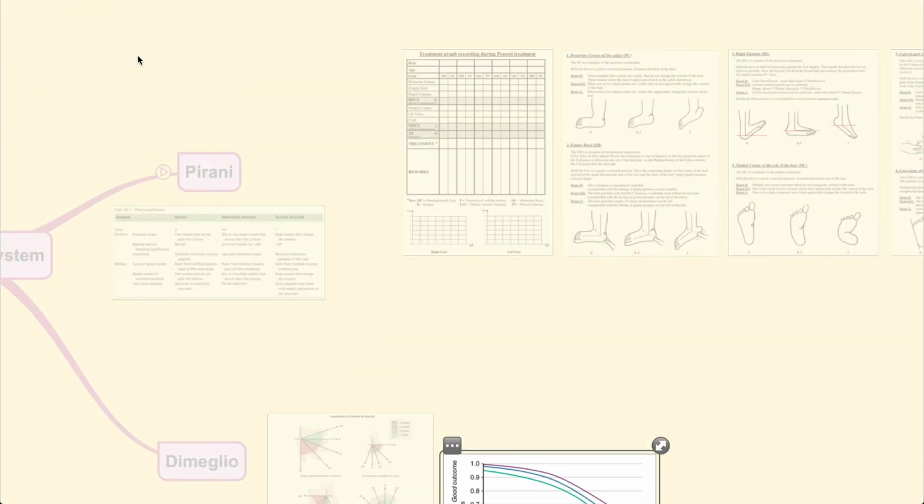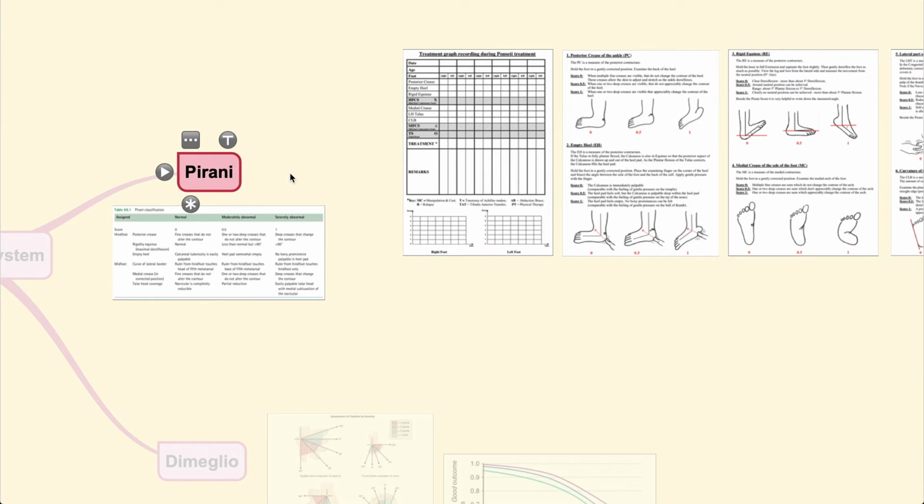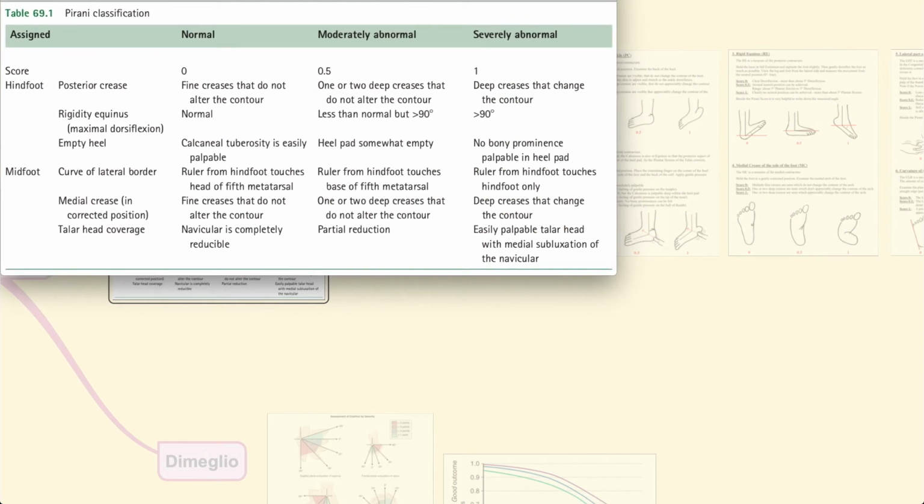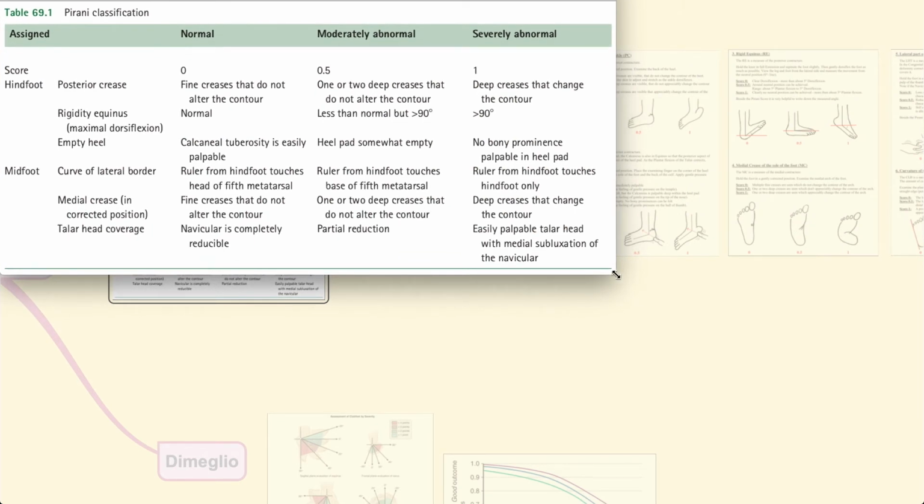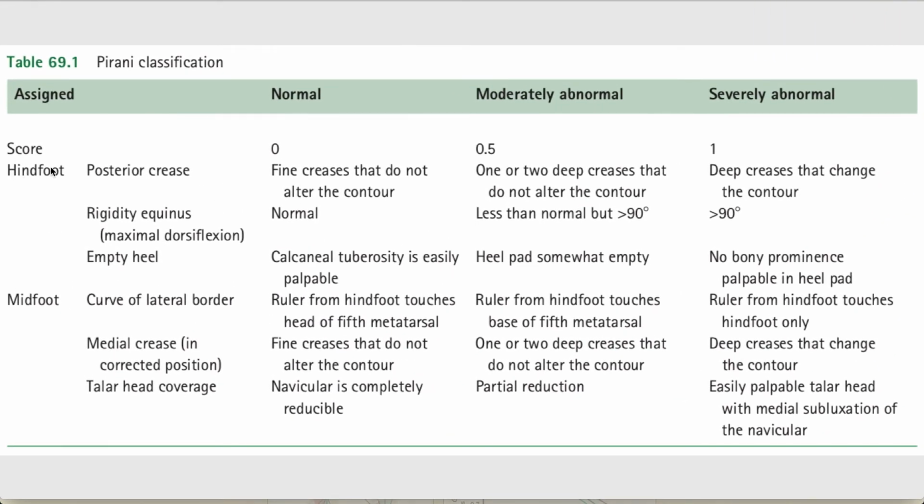And there is another scoring system that is very useful and very famous out there, which is called the Pirani scoring system. The Pirani scoring system is rather different from the Dimeglio because it divides the foot into a hindfoot score and a midfoot score. For the hindfoot score, it is divided into 3 different types of evaluation, which are the posterior crease, the rigid equinus, and the empty heel. And for the midfoot, it is divided into the curve of the lateral border, the medial crease, and the talar head coverage, with each of these scoring from 0 to 1, depending on the severity level.